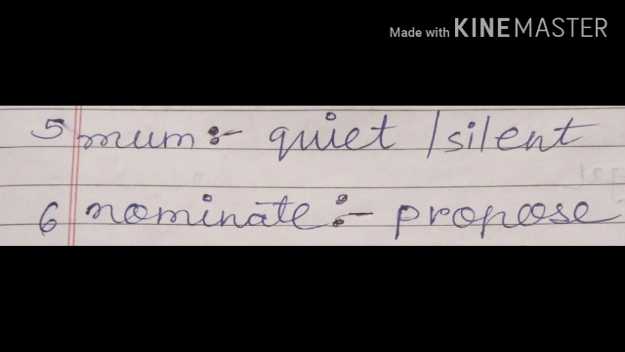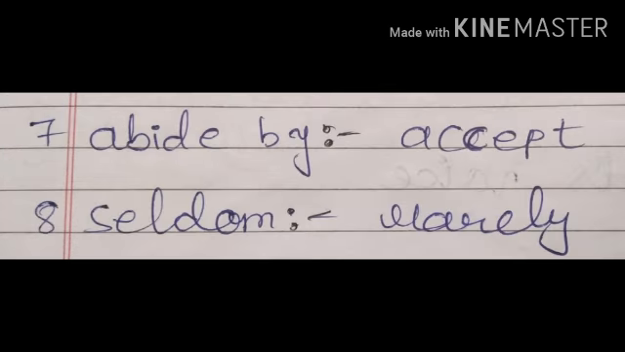Let's see number 6. Nominate means propose. For example, the film star was nominated for the award. Number 7. Abide by means accept. For example, Mr. Sharma abided by his mistake.